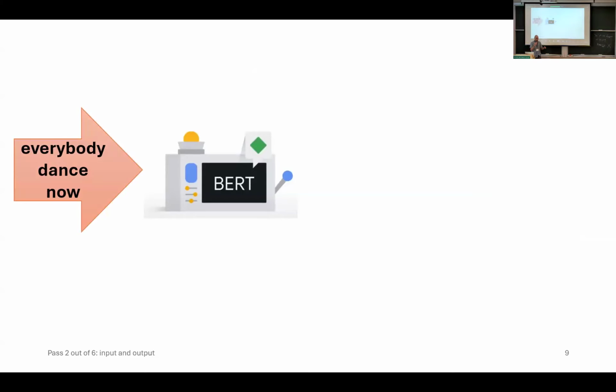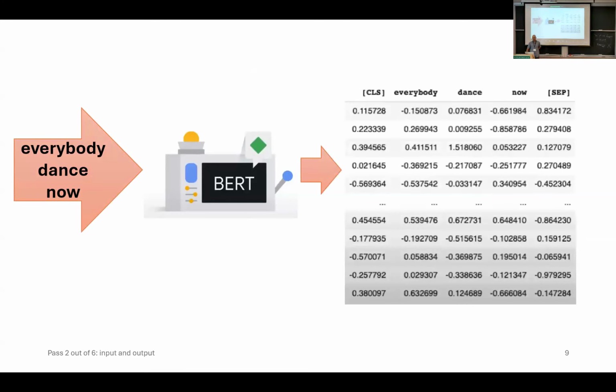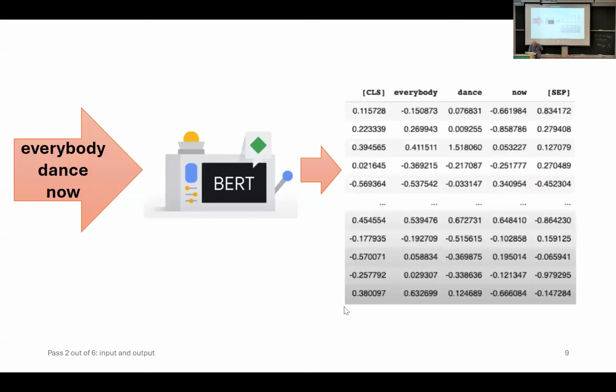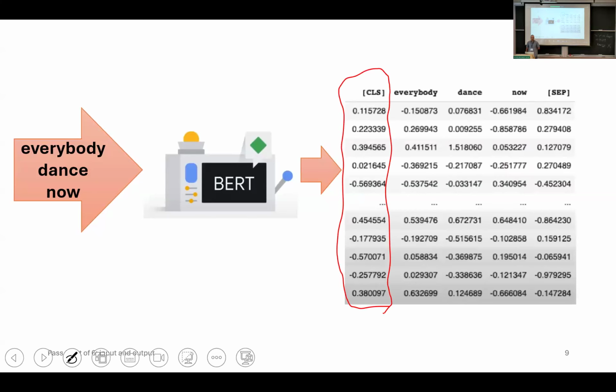So at the very high level, you can think of this fancy machine as something very simple that takes an input like this. It takes text as input, everybody dance now, and as its output, it gives us this. It gives us a couple of vectors. Each column that you see in here is a vector. So BERT gives us one vector for the CLS token. We will talk about this later. It will give us one vector for the word everybody.